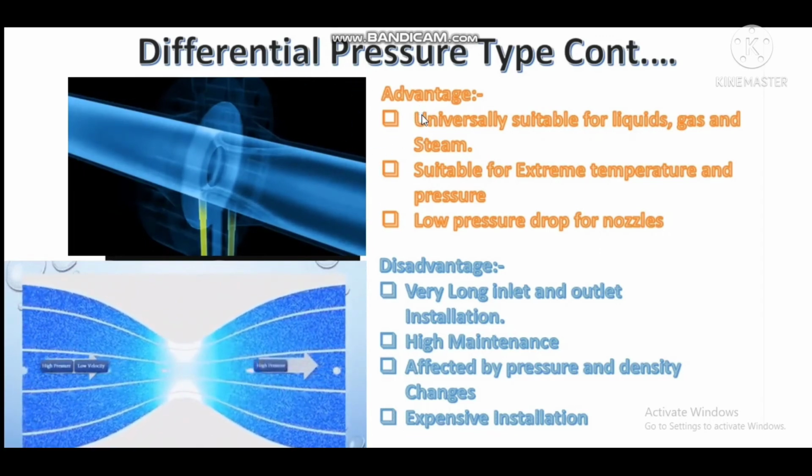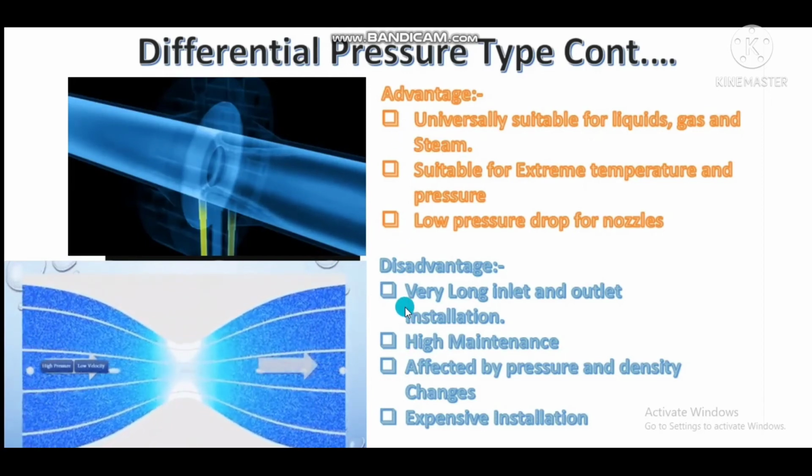Now let's check out the advantages of this differential pressure type. The first advantage is that it is universally suitable for liquid, gas, and steam. For all types of substance it is suitable, and suitable for extreme temperature and pressure. It is also suitable for extreme temperature liquid, extreme temperature gas, or extreme temperature steam. And there is a low pressure drop for nozzles.